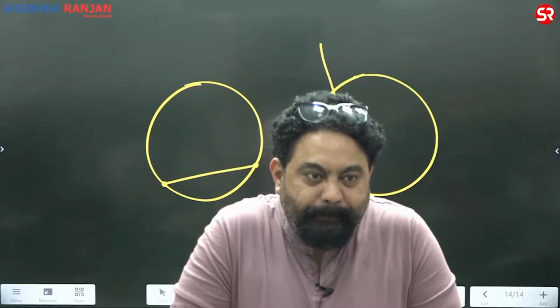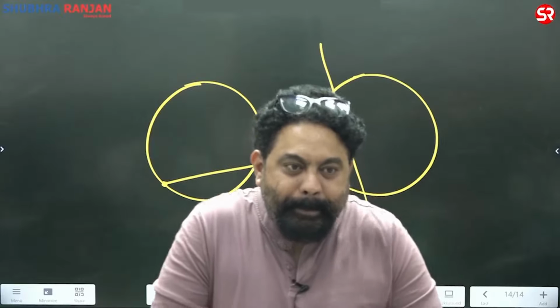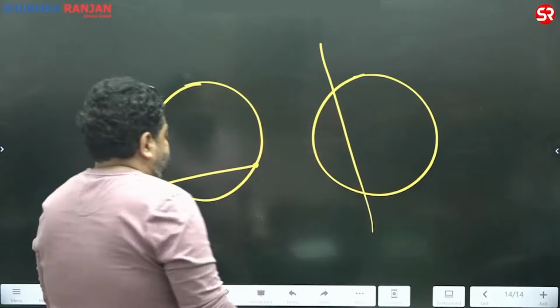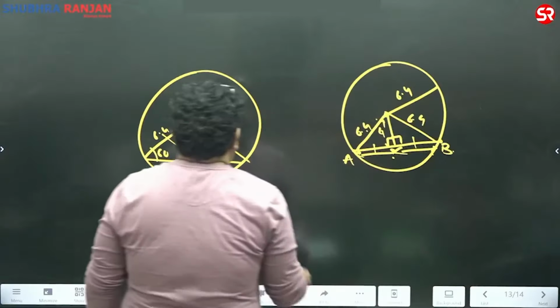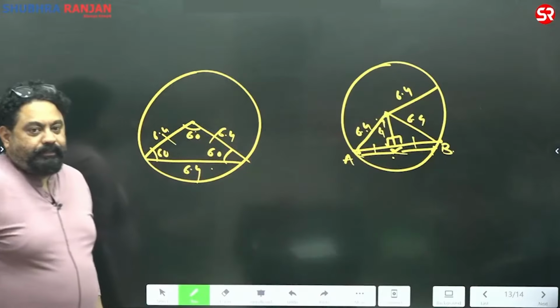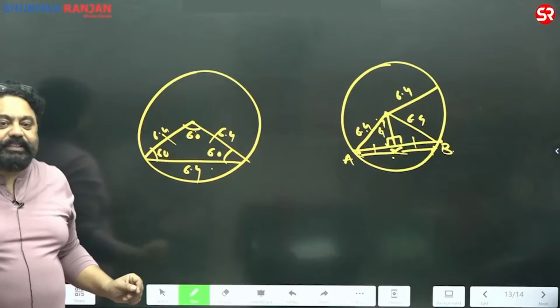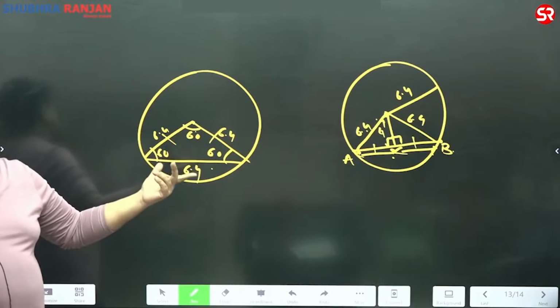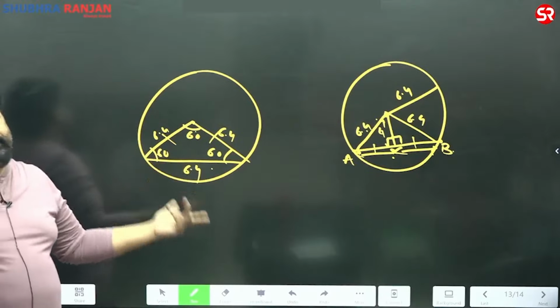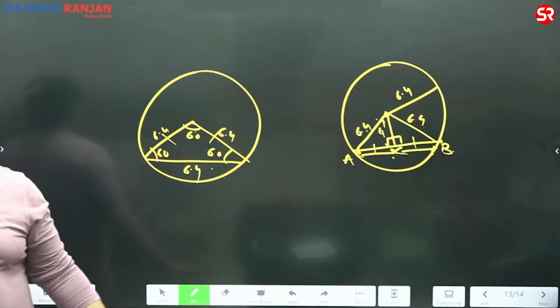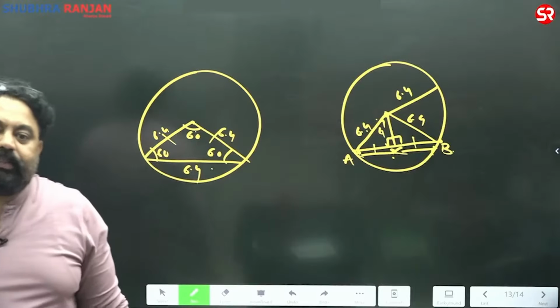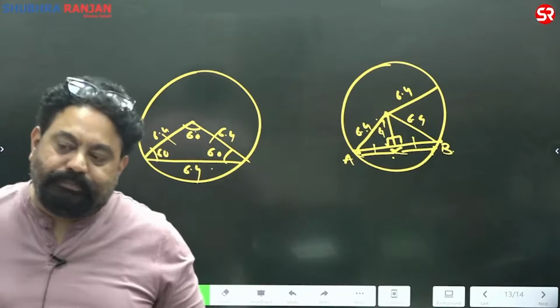Done guys, okay. Second statement, he says this angle is 60 and these are radii, so this is also 60, it's an equilateral triangle. So definitely all sides are equal to 6.4, so the length of the chord is 6.4, clear.